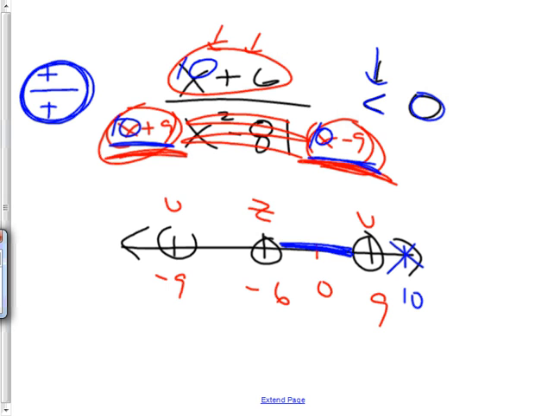I'm guessing it'll work in one more place, but I better find out which one. I'm going to test -8. If I put in a -8 here, -8 here, -8 here, I will have a negative over a positive times a negative, which makes a negative over a negative. A negative over a negative will be a positive. Is a positive less than 0? No, doesn't work. I think I did that right.